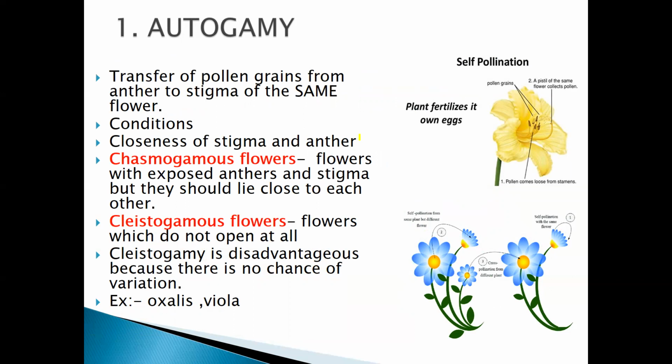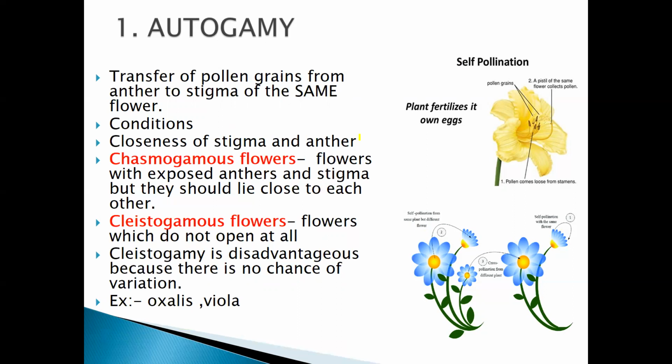There are two conditions in this self-pollination process. First, self-pollination requires closeness of the stigma and the anther. So what is needed here? The stigma and the anther have to be very close so that it is easy for the transfer of the pollen grain from the anther to the stigma surface.